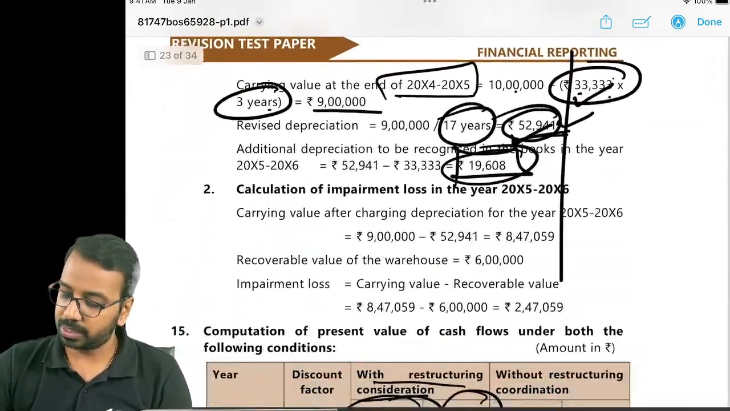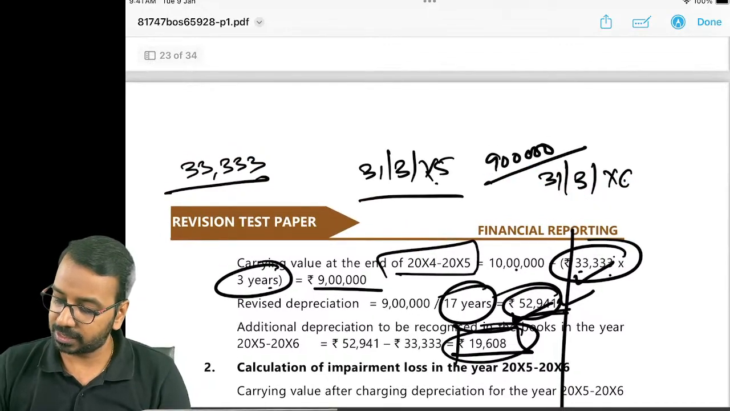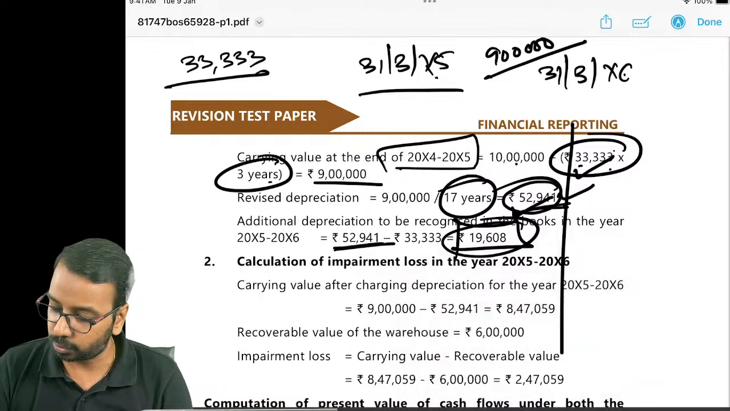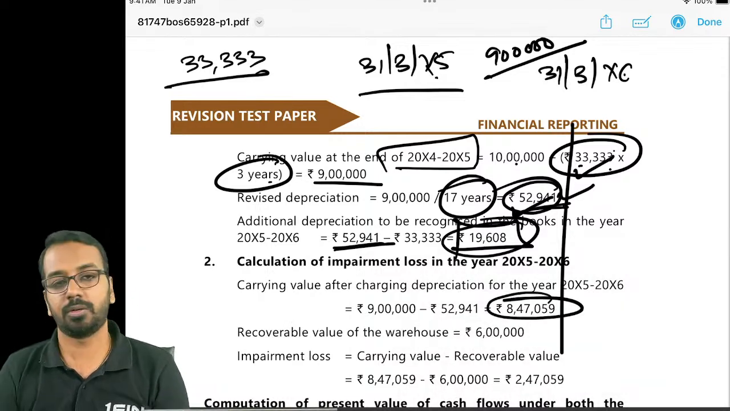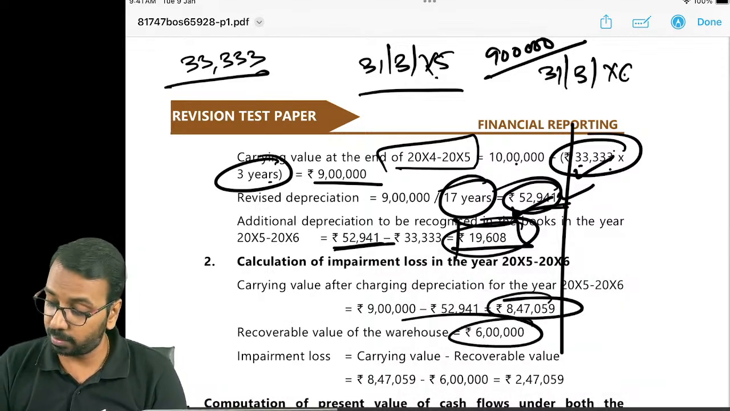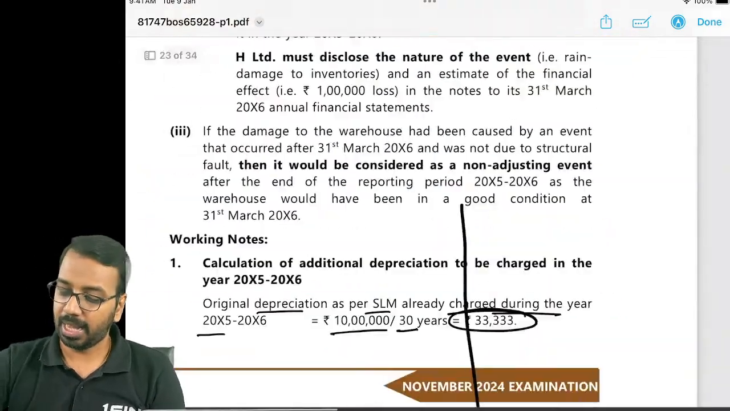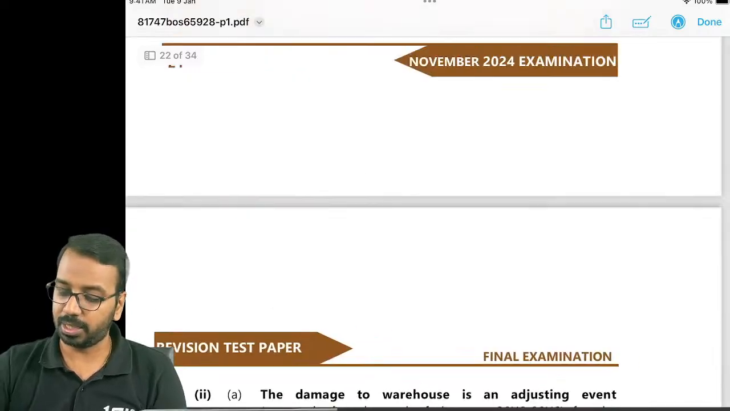Then calculating the impairment is straightforward. From this 9 lakhs, you will reduce the total depreciation of 52,941. You get 847,059. That is the carrying amount. Recoverable amount is 6 lakh. So the impairment is 2,47,015. And regarding adjustment and all, let us discuss.